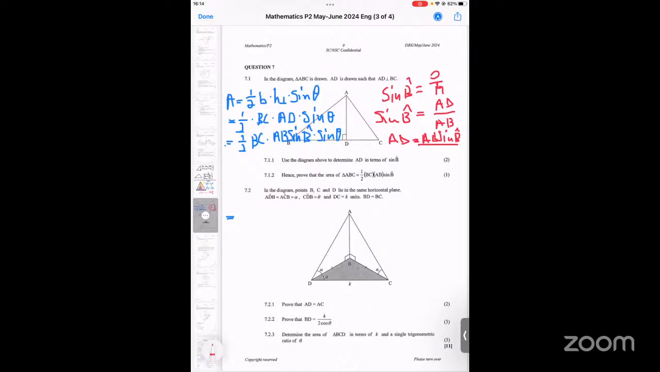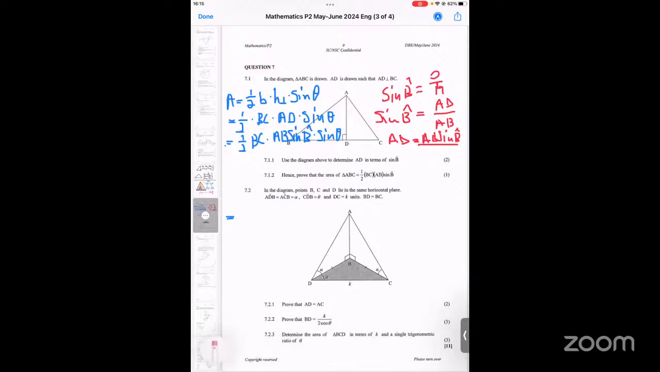BC, AB, sine of that angle. So you see this angle, Didintle? It therefore has to be 90. What is sine 90? Is it not 1? Can you verify there? Yes, it is 1.